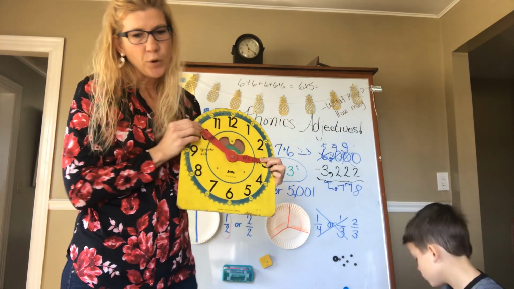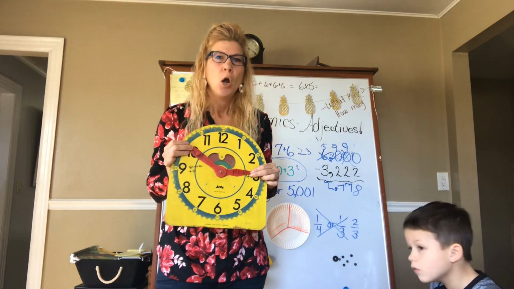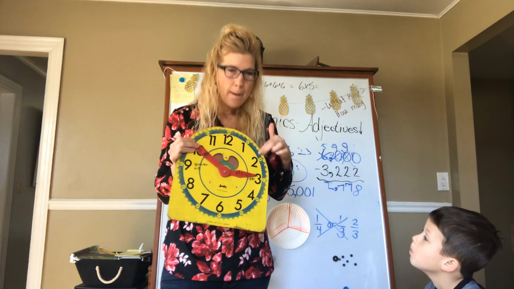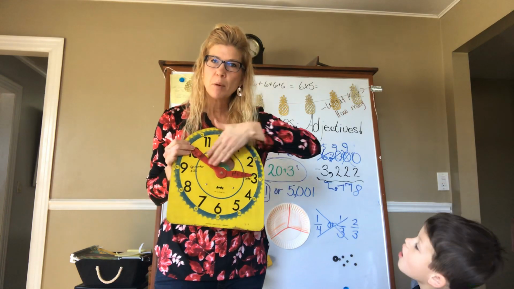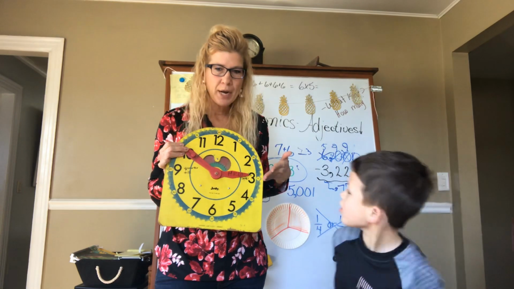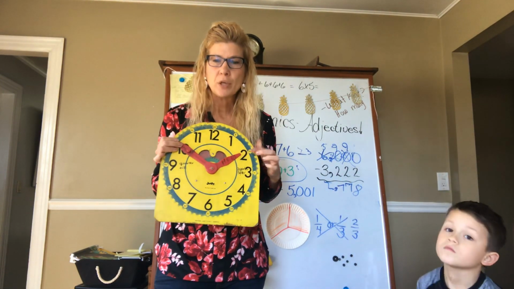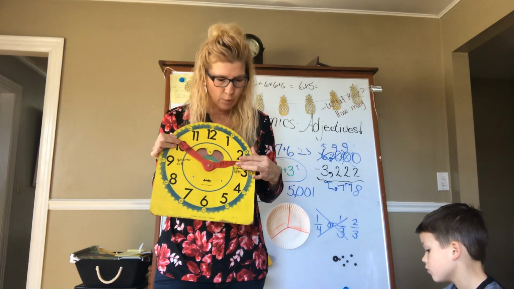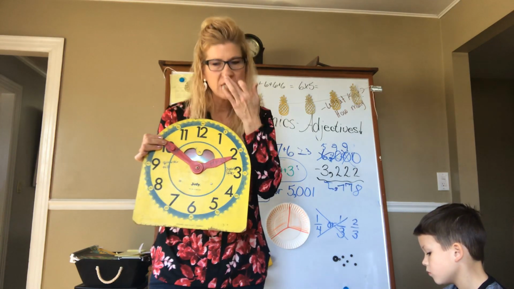Now they asked for an hour earlier. What does earlier mean? Earlier means that you're going to go back a time. So my hour hand changes, but my minute hand does not. So Ben, come move our hour hand back. All right, now you should have put 2:50. It was 3:50, but now it's 2:50. That's on the back side of your math page, page 268.